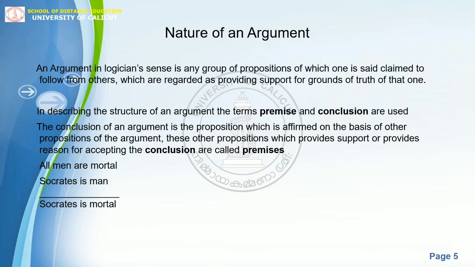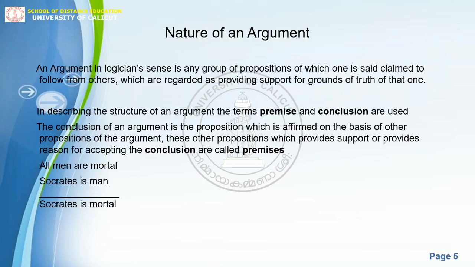Nature of an argument. An argument in the logician's sense is any group of propositions of which one is claimed to follow from the others, which are regarded as providing support or grounds for the truth of that one. So this is an argument; this is the definition of an argument in a logician's sense. In describing the structure of an argument, the terms premise and conclusion are used. The conclusion of an argument is a proposition which is affirmed on the basis of other propositions of the argument. These other propositions, which provide support or reason for accepting the conclusion, are called premises.